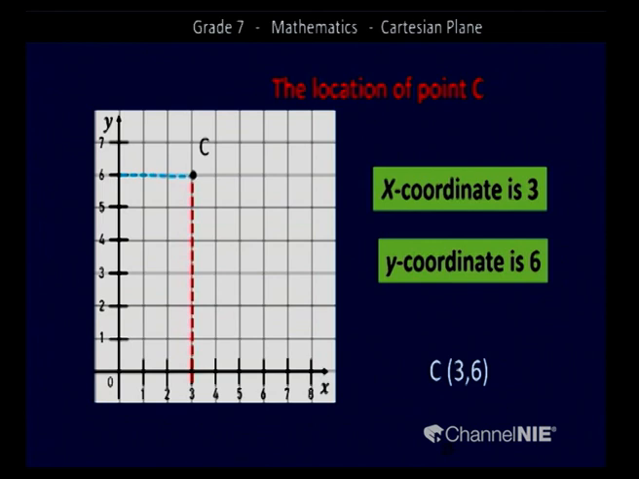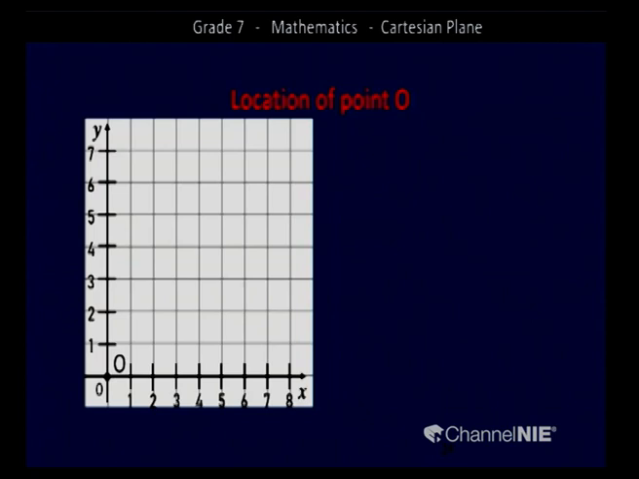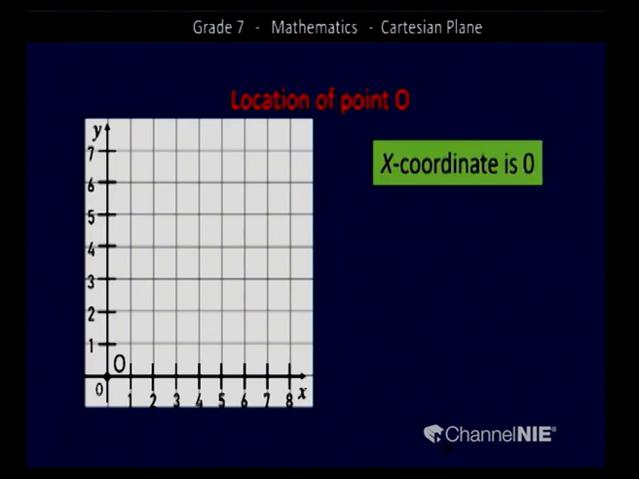Right. Now, let us find the location of point O. Can you see where point O is? It is exactly marked on 0. Therefore, the x coordinate of point O is equal to 0.